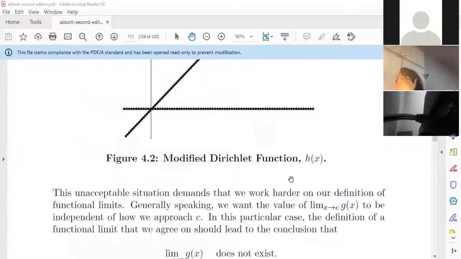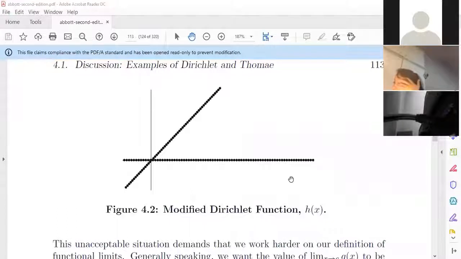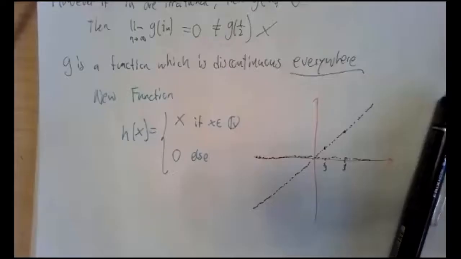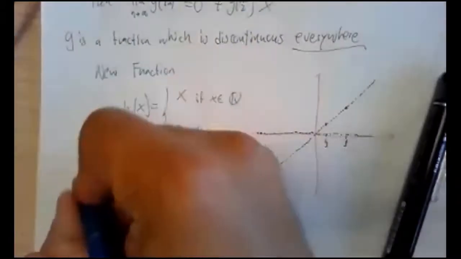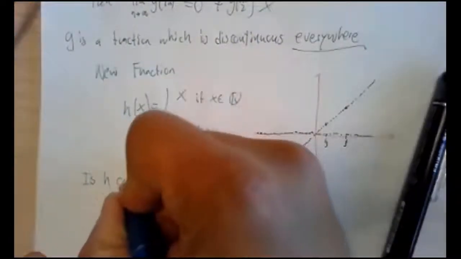So in the book looks like this, right? Which is more or less the same type of picture that I was showing you a moment ago. So it kind of looks like this. And now the question is, let's talk a little bit about the continuity at 0. So is H continuous at 0?